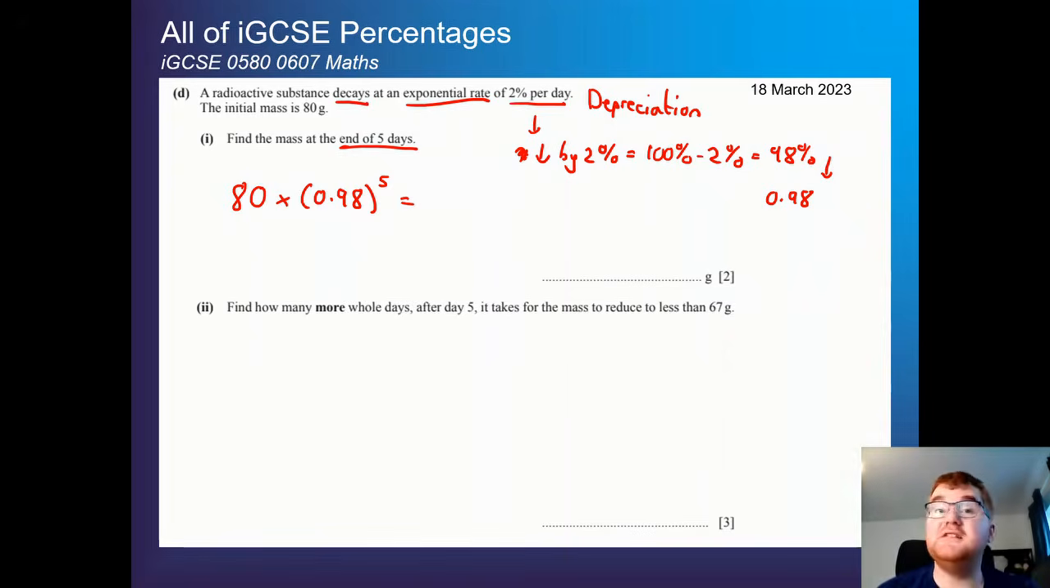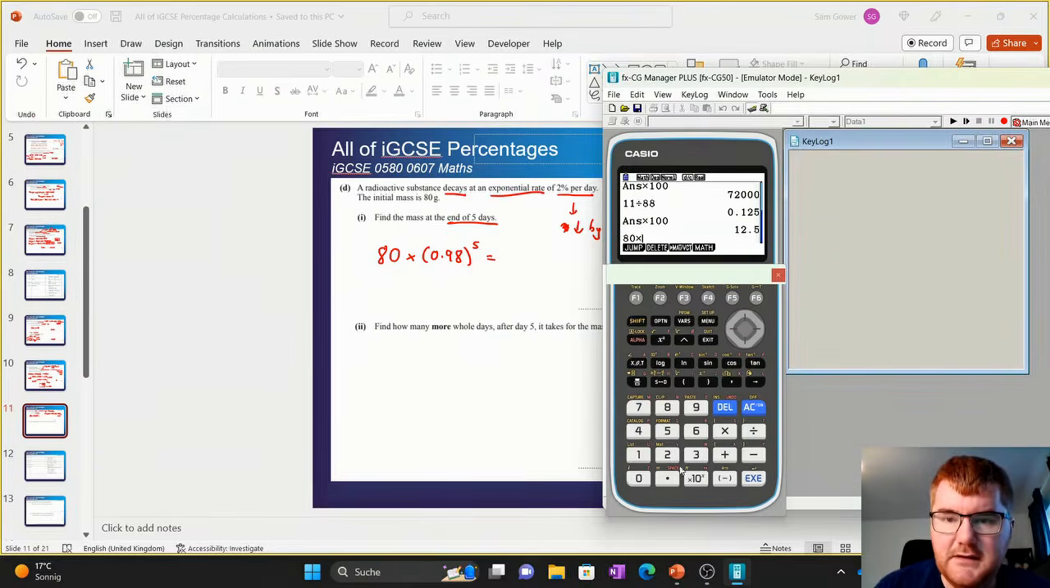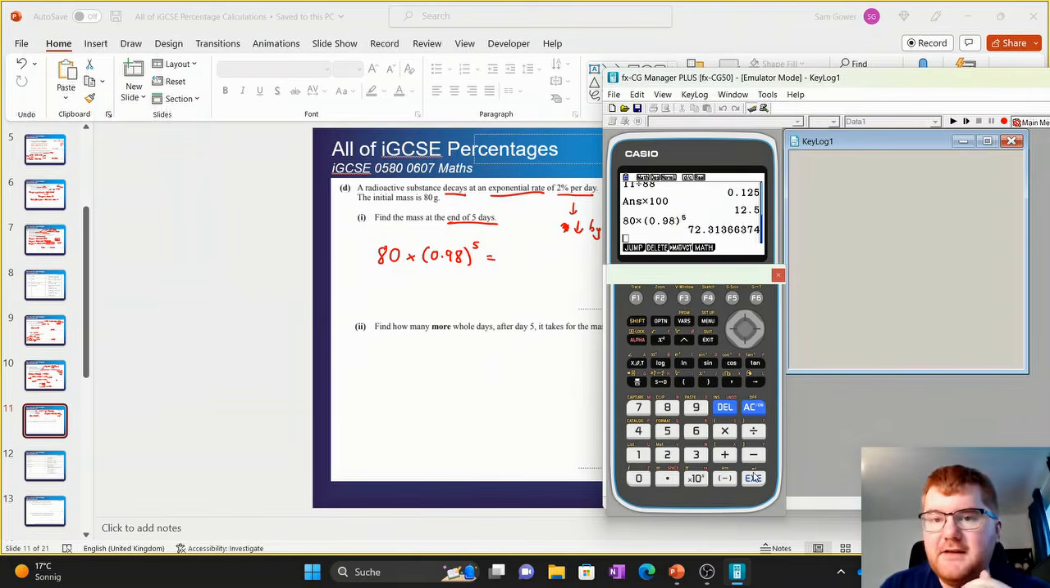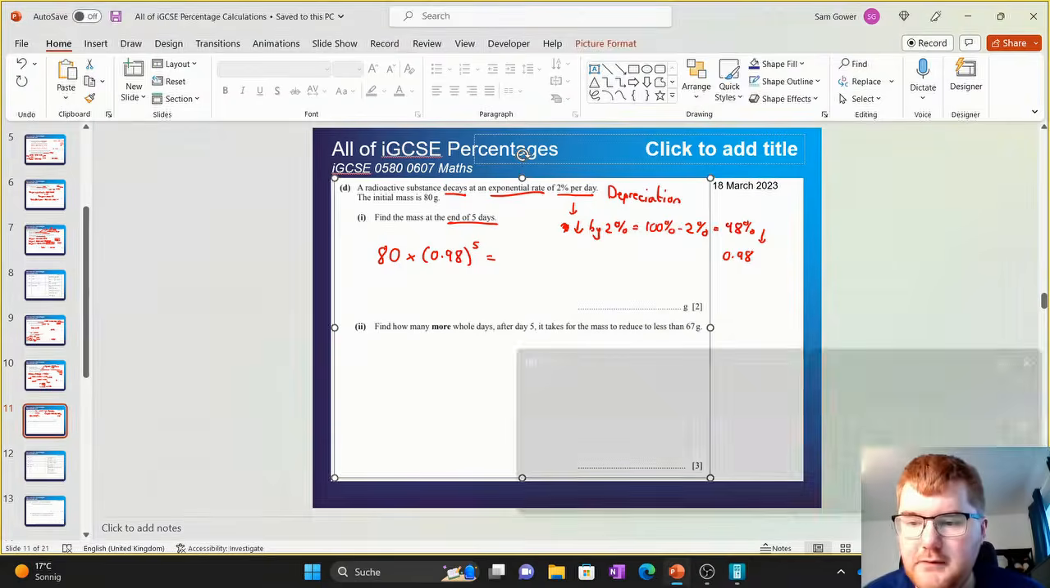So we're going to pop this into our calculator, and you'll see exactly where you can find this button to raise it to the power of 5. So we get 80 times, get the brackets out here, 0.98. And the button we're looking for is this chevron key here. So we click on this and it allows us to put any power that we want. We want to work with 5 in this case, giving us our answer then of 72.31.